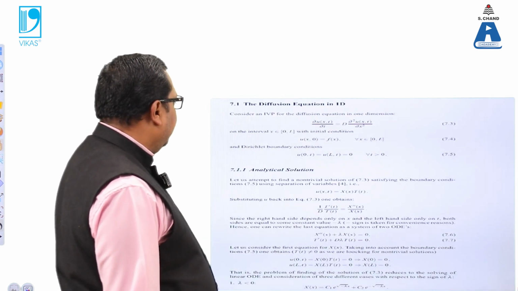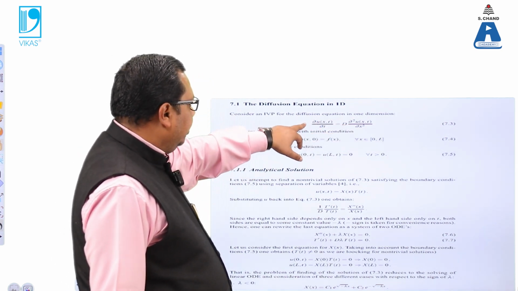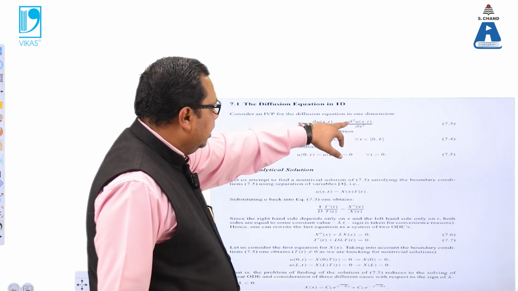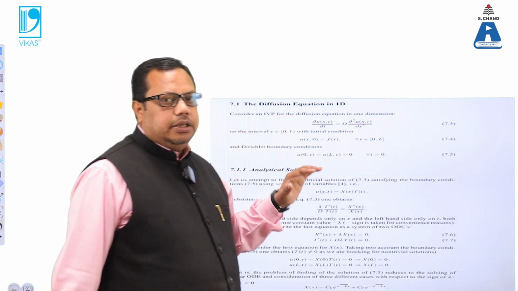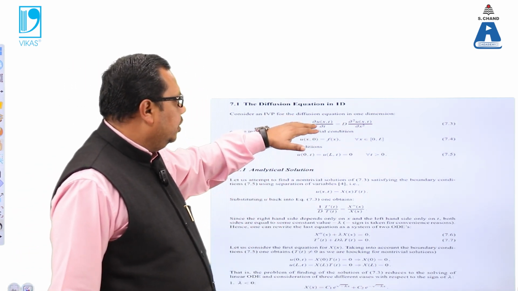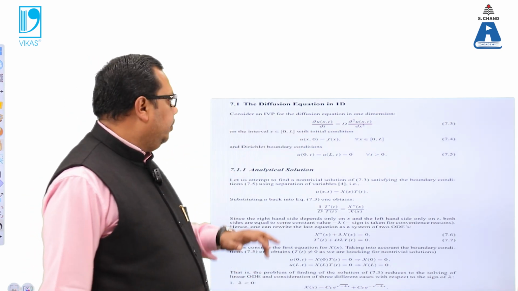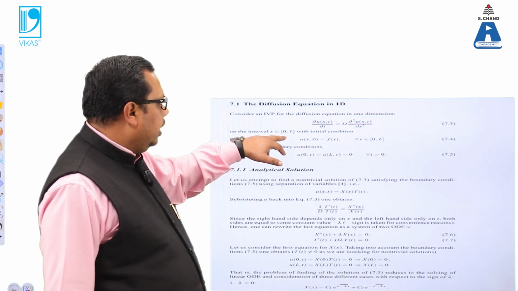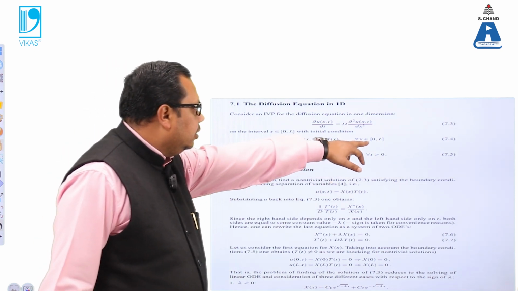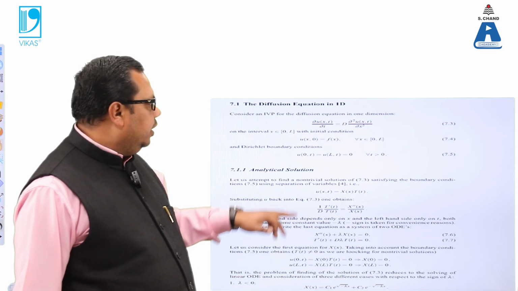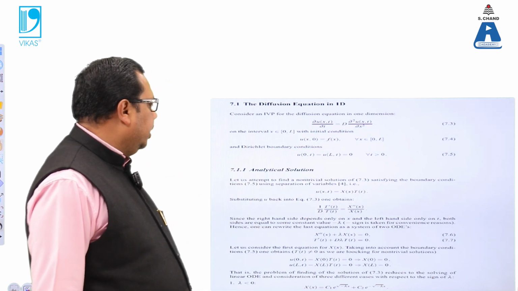The diffusion in one dimension can be calculated as follows: the diffusion equation in one dimension is du by dt (x, t) equal to d square u (x, t) by dx square. This is basically the heat diffusion equation we are using in one dimension, and then we are taking an interval, which is 0 to L, with the initial condition u(x, 0) equal to f(x). We are taking this at a particular position, and the boundary condition we are taking is u(0, t) equal to 0 and u(L, t) equal to 0.